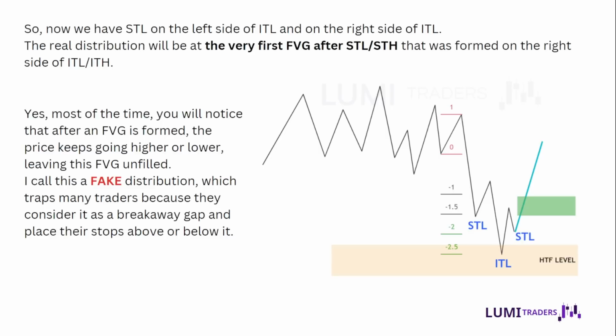I usually call this fake distribution, which traps many traders because they consider this a breakaway gap, and from ICT lessons we remember that a breakaway gap usually must stay open to be considered additional confirmation that we have basically entered the market maker buy model or sell model. So usually people try to place their stop above the breakaway gap or below the breakaway gap, depending on the direction.